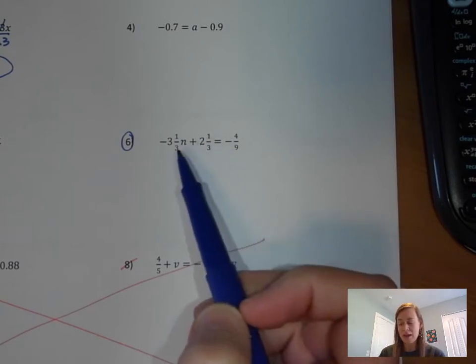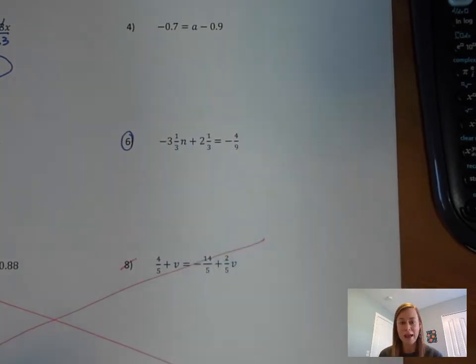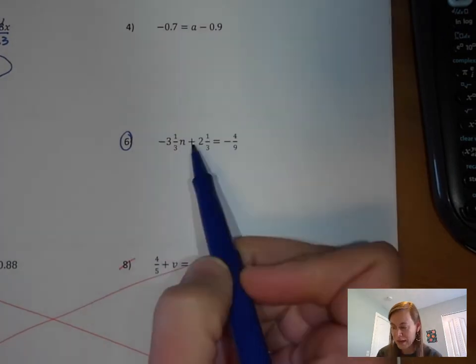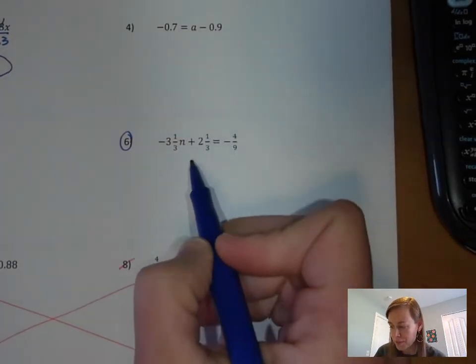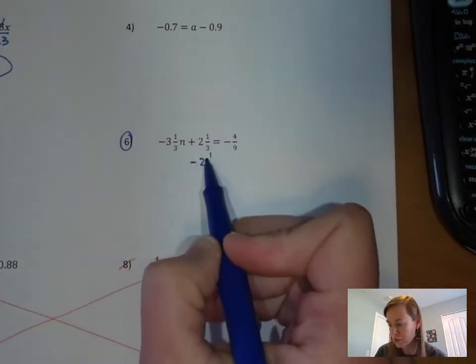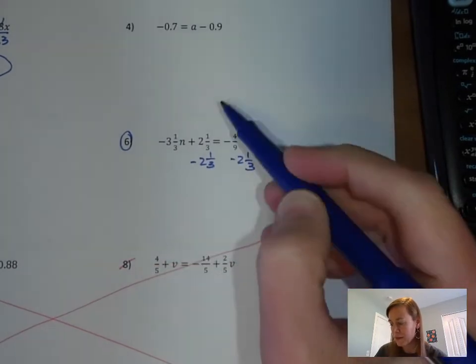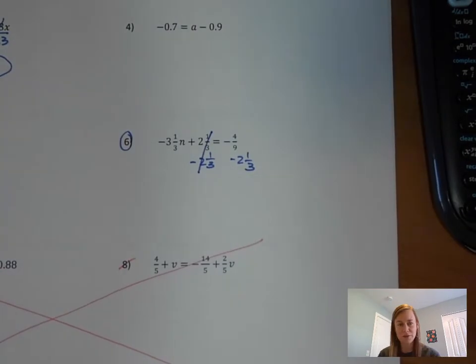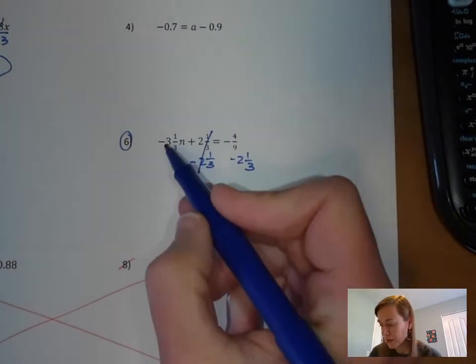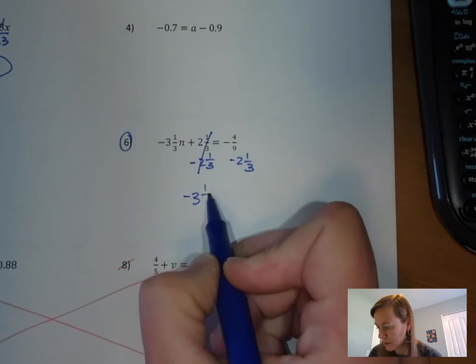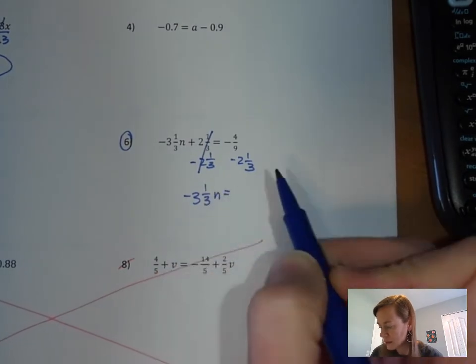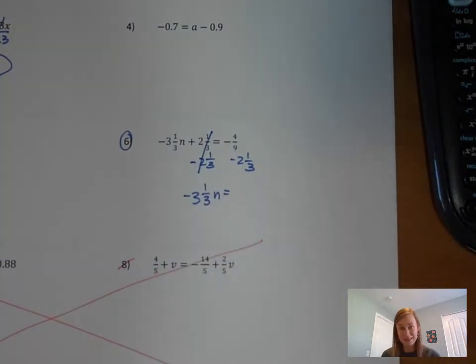Because it's adding or subtracting to that variable, we're going to add or subtract to get rid of it. Right now, it's adding, so we're going to do the opposite, which is subtracting. So let's subtract 2 1/3 from both sides. This is going to just go to 0, so it's going to cancel out. And I'll bring this down, -3 1/3 n equals, okay, now we have to do the math on this side.